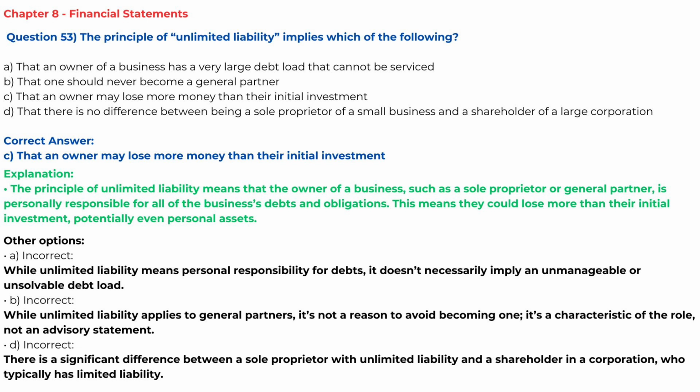Other options: A, incorrect. While unlimited liability means personal responsibility for debts, it doesn't necessarily imply an unmanageable or unsolvable debt load. B, incorrect. While unlimited liability applies to general partners, it's not a reason to avoid becoming one. It's a characteristic of the role, not an advisory statement. D, incorrect. There is a significant difference between a sole proprietor with unlimited liability and a shareholder in a corporation who typically has limited liability.